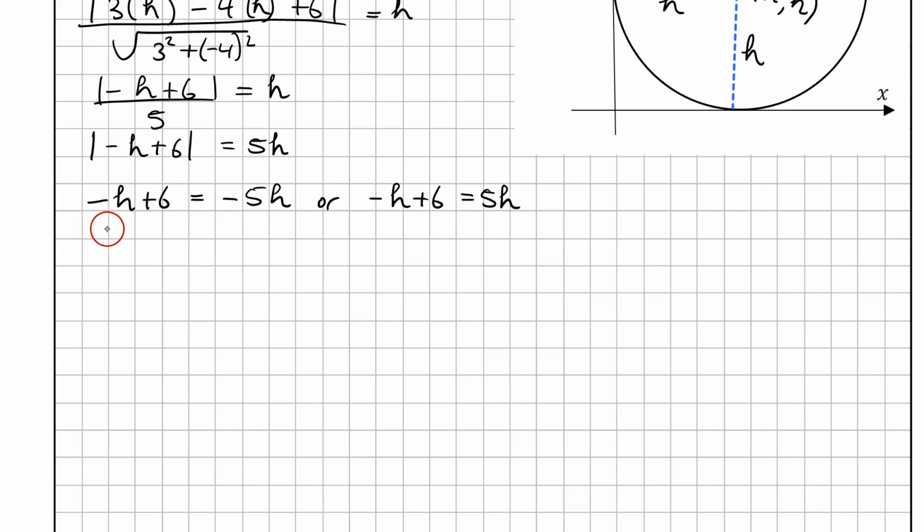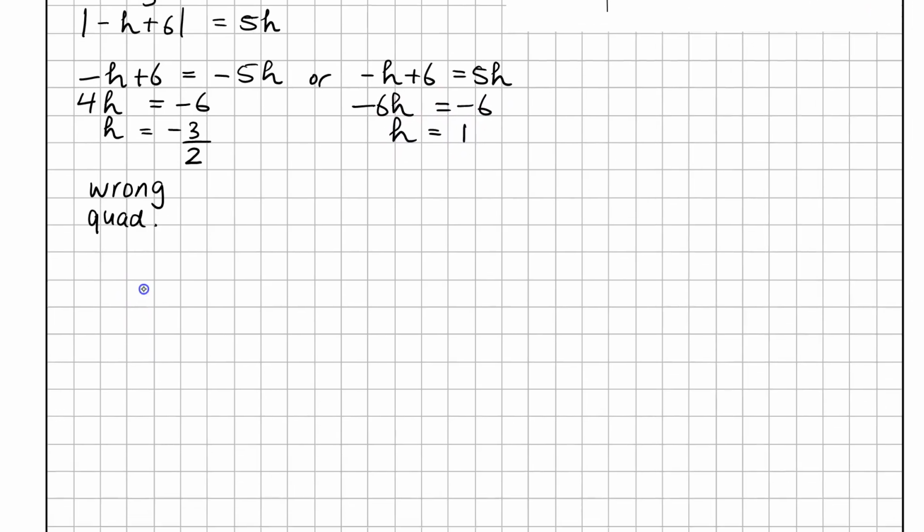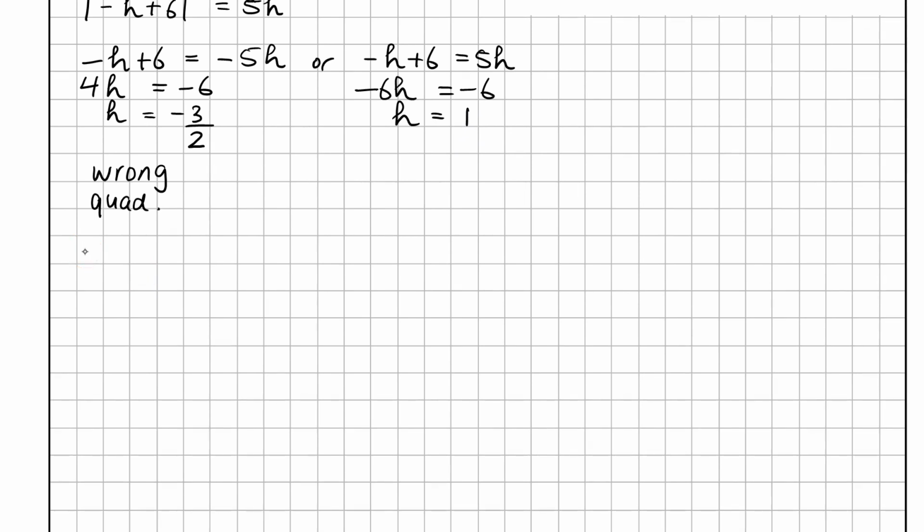Okay, so what do I have here then? Well, this will give me 4h = -6, which will give me h = -3/2. And that's not possible, because that will give me an h in the wrong quadrant. Because the circle is in the first quadrant, h is positive. Okay, so working with this one then, I'll get -6h = -6, so h = 1. Now what do we know about k then? Well, we said at the very start, because the x and y axes are tangents, h is equal to k, which is also equal to the radius, which means they're all equal to 1.